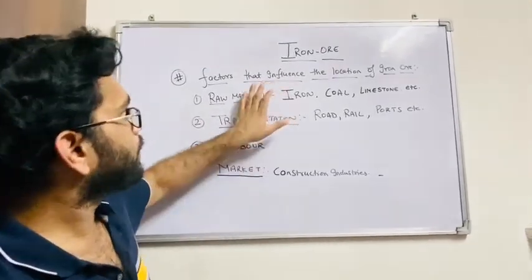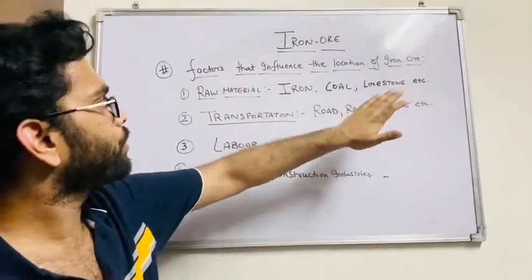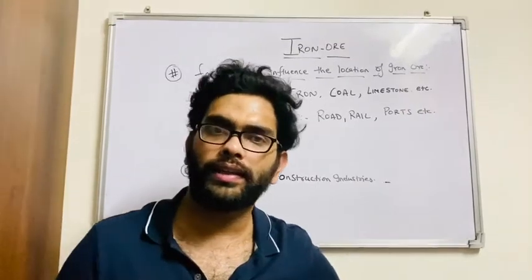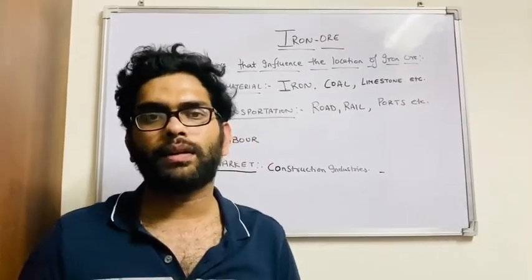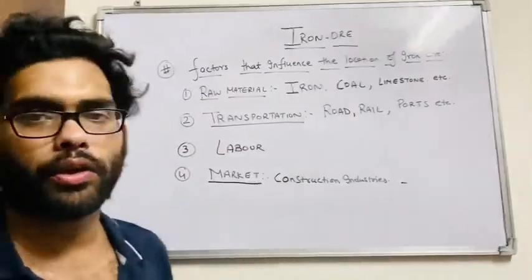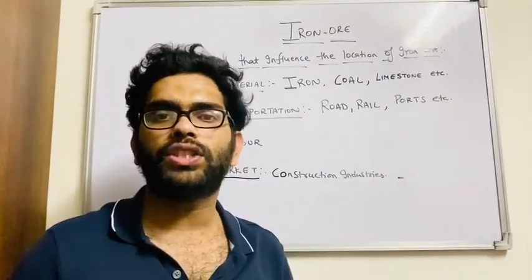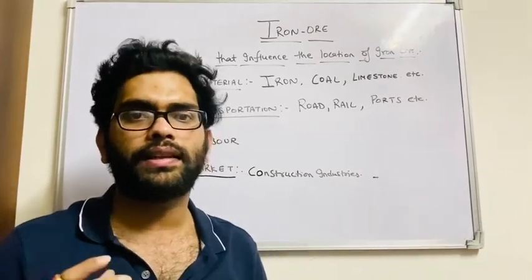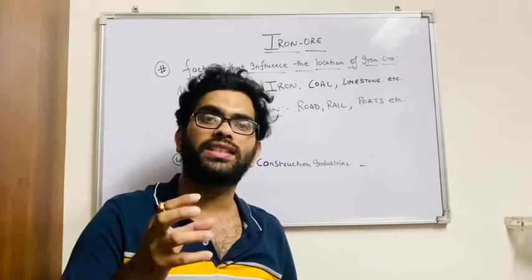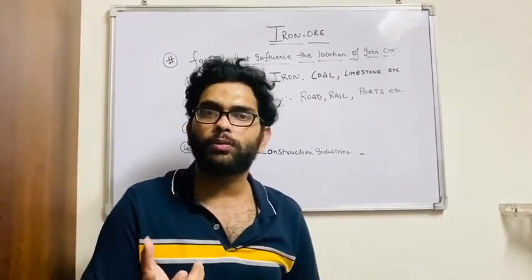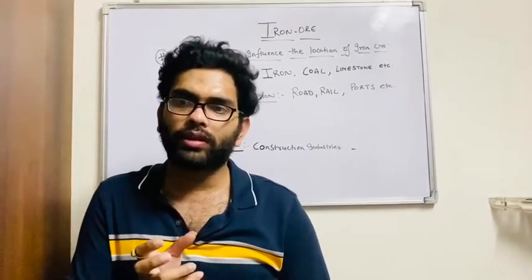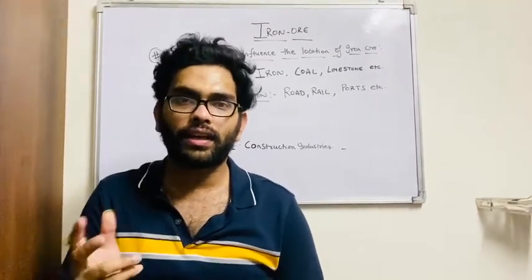So what are the factors that influence the location of the iron ore industry? What are the things we need before we set up the iron ore industry? The first factor which we need is raw material. If we are setting up an industry for any product, then raw material for that product is necessary. If we are setting up an iron ore industry, then it is important for us to have iron in our vicinity, near us.